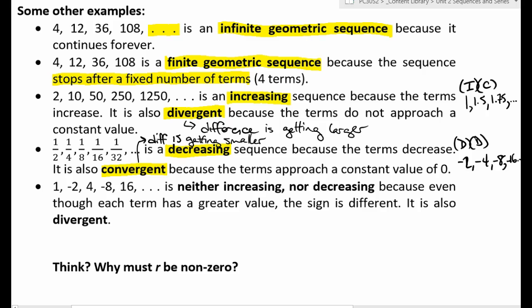We can also end up in a scenario where it's not increasing or decreasing. Okay, this particular example, we have alternating positive and negative values. When we end up in that sort of scenario, it's not increasing or decreasing because we keep going back and forth between the signs. It is, however, divergent because it is still getting to have larger and larger differences between the consecutive terms.